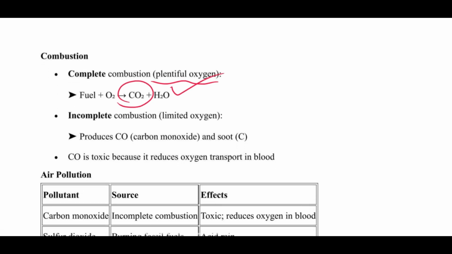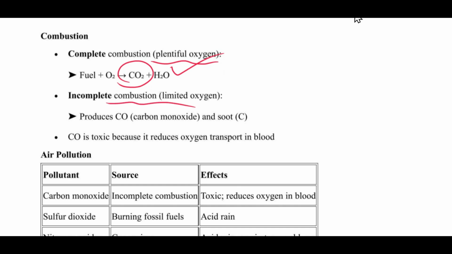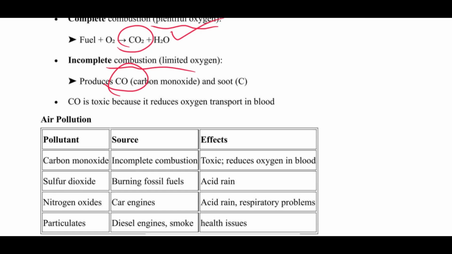And sometimes there is incomplete combustion, which means you have a limited supply of oxygen. Then instead of getting carbon dioxide, you will get carbon monoxide. It is also a pollutant gas, and a very dangerous one because it is toxic for human life. If you inhale it, it will reduce the oxygen transport in your blood, and in the end, a person will die. So carbon monoxide is the most toxic gas.